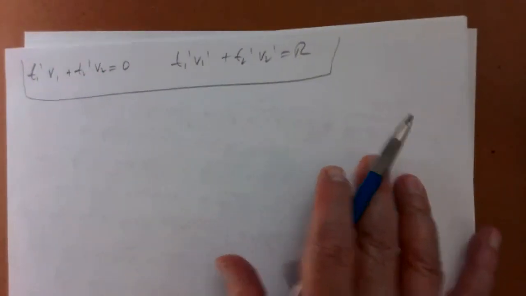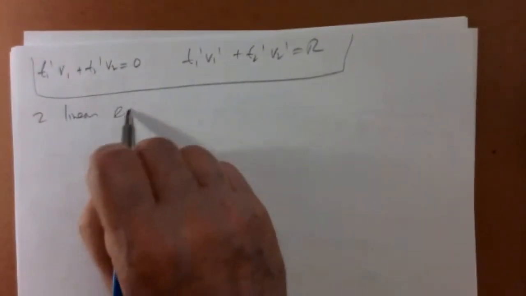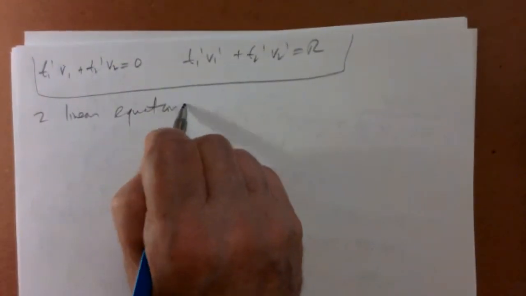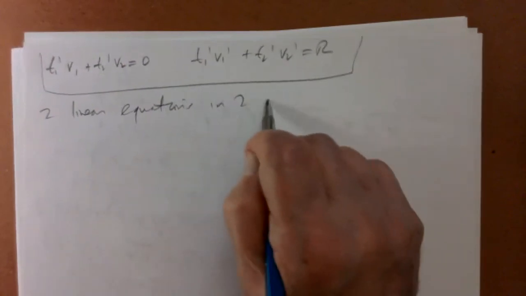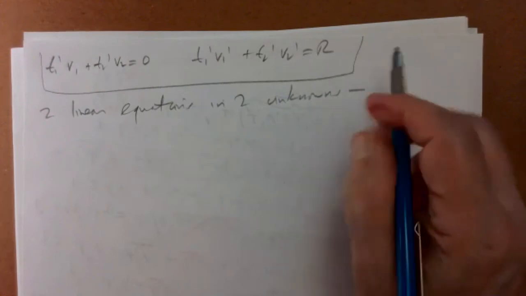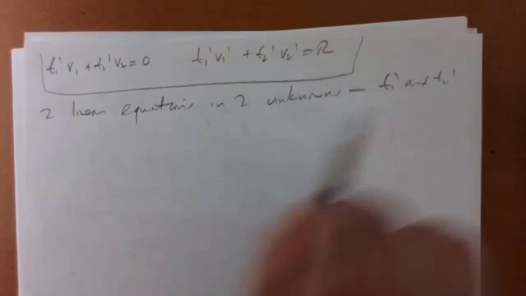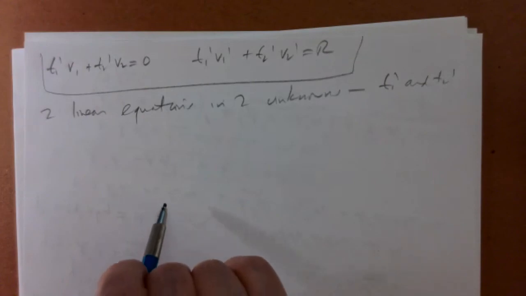So think that you're back in high school and you're just solving two equations and two unknowns. This is two linear equations in two unknowns. And what are the unknowns? The derivative of T1 and the derivative of T2. Okay.